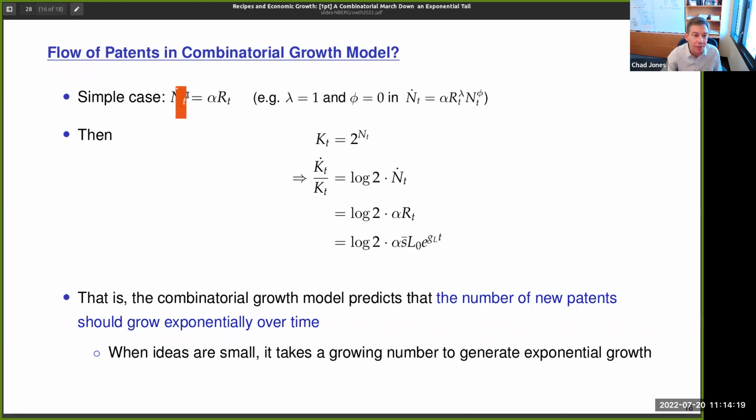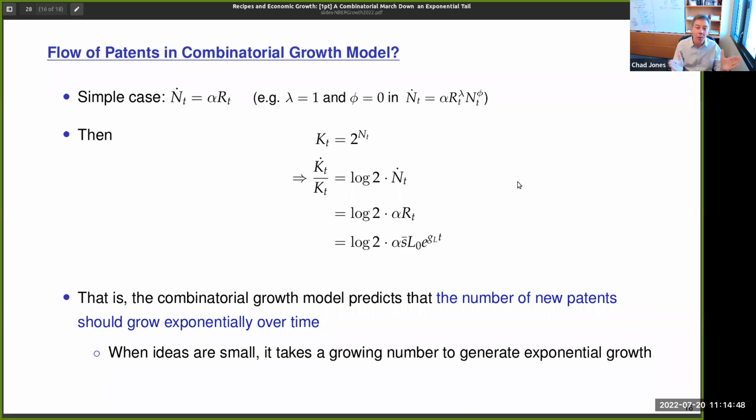To see that, suppose the number of ingredients rises with the number of researchers, okay? So each researcher adds 1 ingredient to the cookbook every year. And you can generalize that in interesting ways. That's done in the paper. Well, the growth rate of k, remember, is going to be the log of 2 times the change in n. The change in n, I just said, is proportional to the number of researchers. So the growth rate of K in the combinatorial model itself rises exponentially.